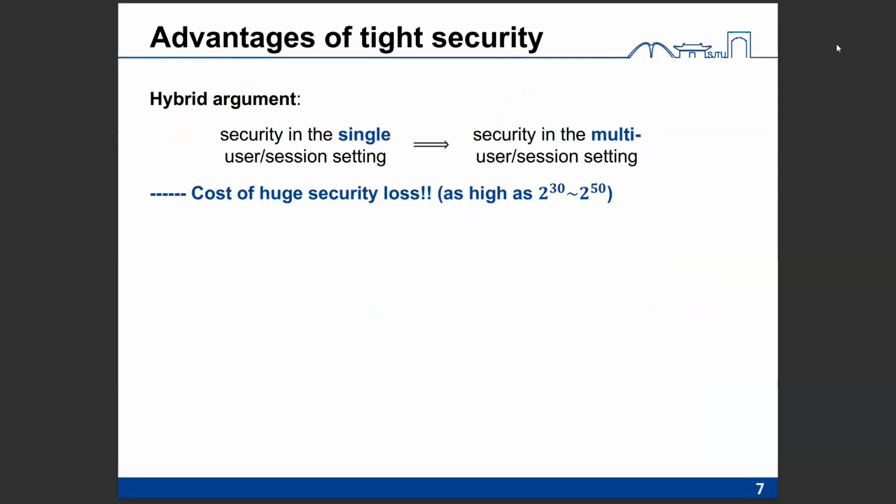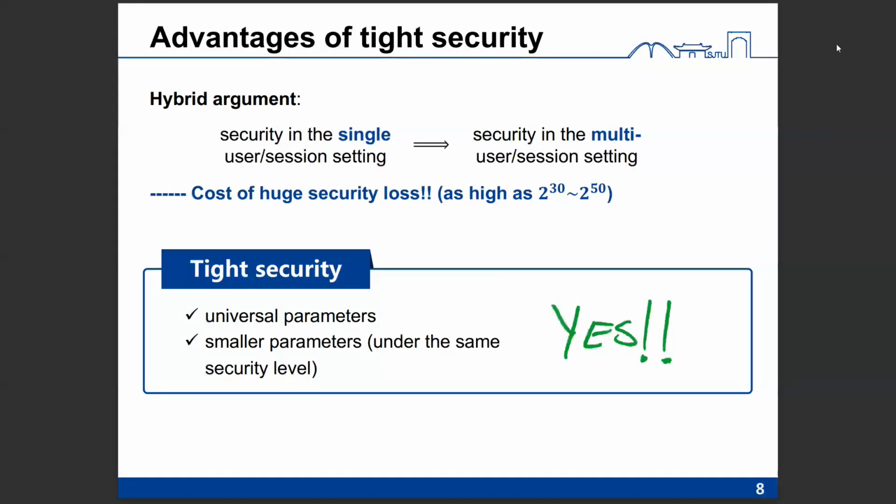By the standard hybrid argument, we know security in the single-user and single-session setting implies security in the multi-user and multi-session setting, but with a cost of huge security loss. Usually, this cost can be as high as 2 to the 30 to 2 to the 50. So that's why we try to design tightly secure cryptographic schemes, since tight security has many advantages. For example, universal parameters and smaller parameters under the same security level.